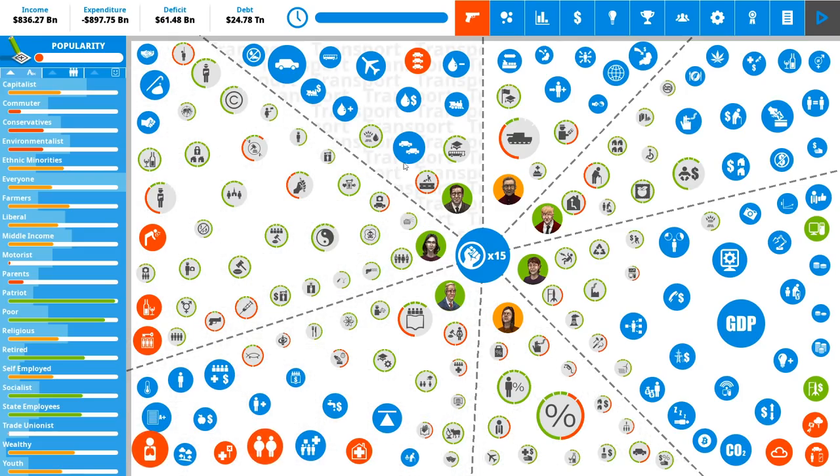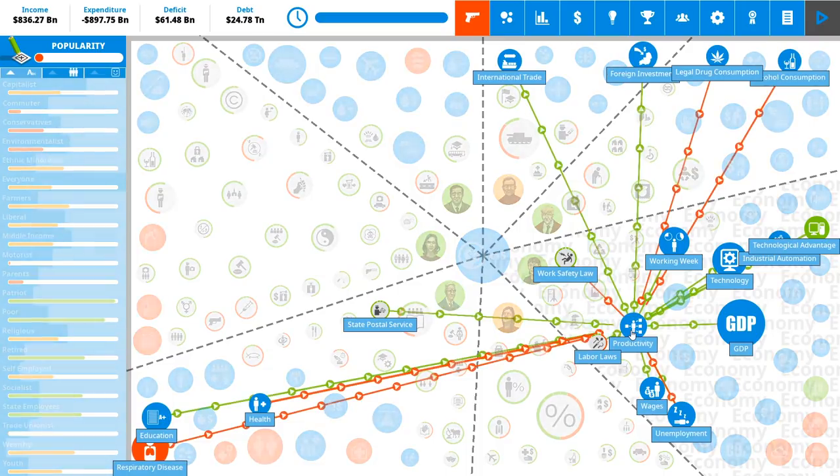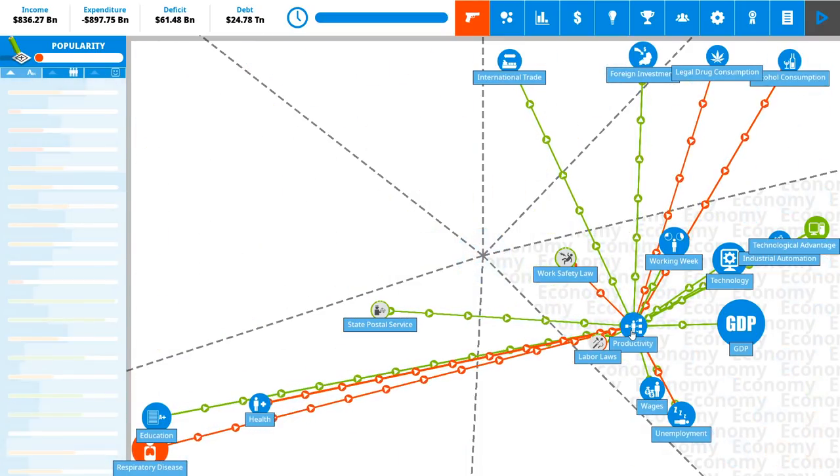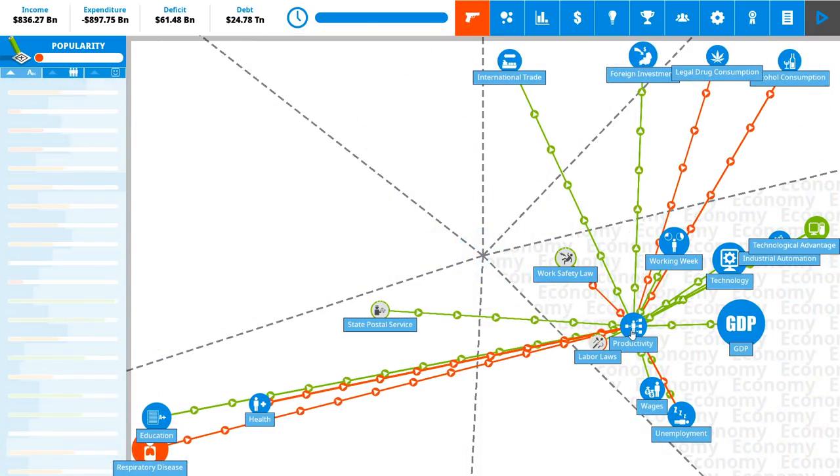Okay, so this here is America, but represented in blob form. Don't worry if it looks a bit confusing. It's actually really easy to get your head around. So the blue blobs are facts of life, things that are always going to exist in your country. For example, this one is productivity. You can't just flick a switch to make productivity go up and down.